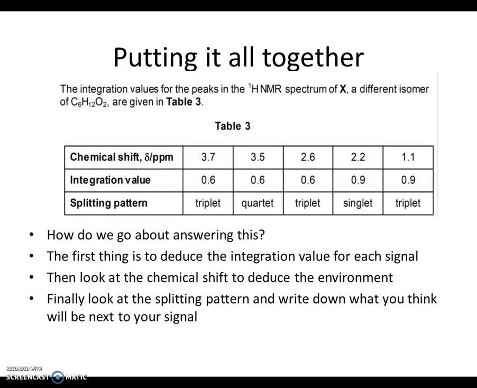So, the way I would approach it is, first of all, deduce what the integration value is for each signal. So, how many equivalent hydrogens have we got? Look at the chemical shift, referencing the data sheet, and finally look at the splitting pattern, and then write down what you think would be next to the hydrogens giving rise to the signal.